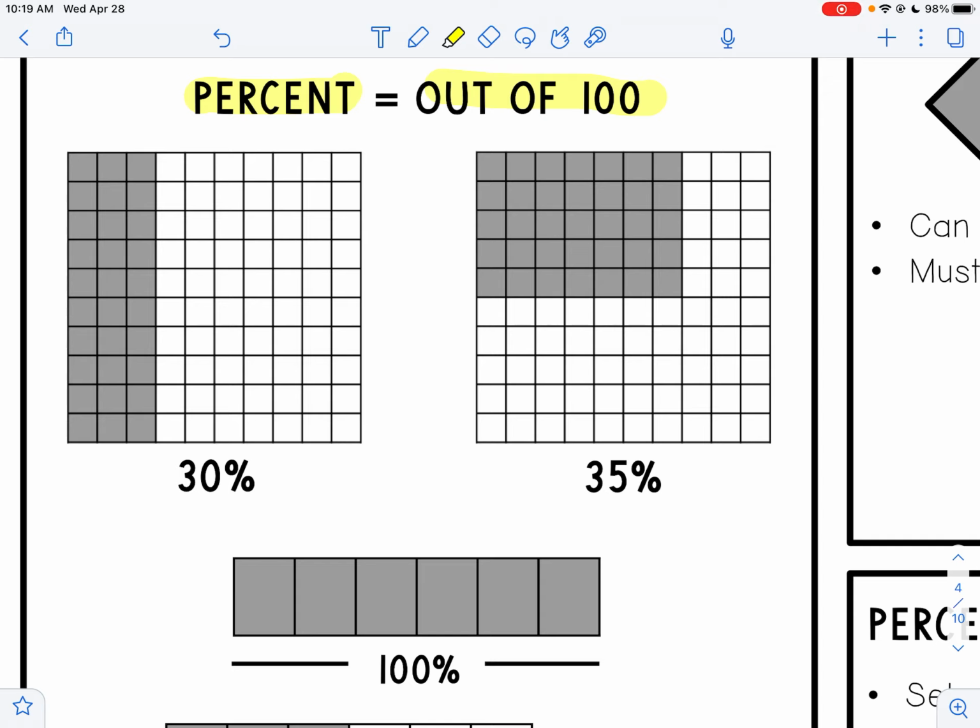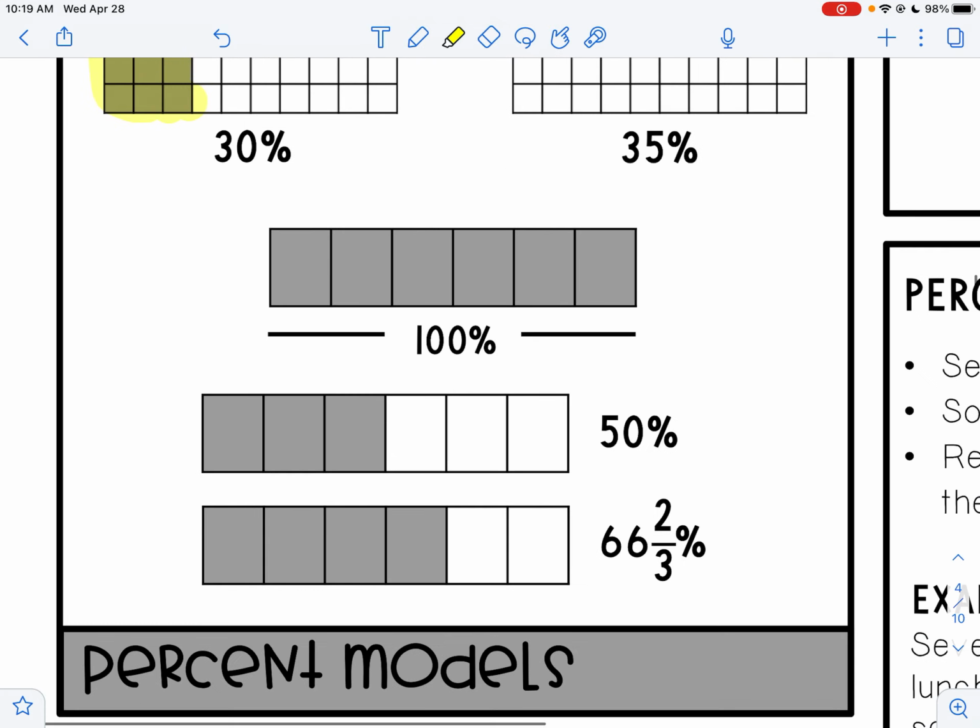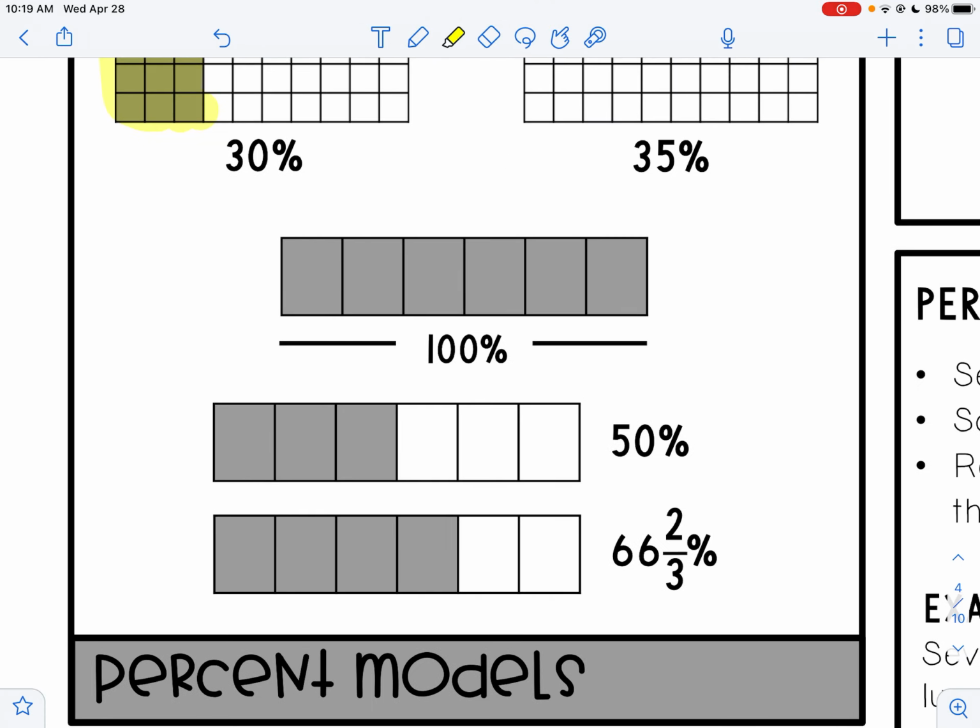The same thing on the next one. It says 35%, which I know that percent just means out of 100. Therefore, there are 35 little squares colored. The next one is a percent bar. Or again, it's another percent model, but it's kind of like in a bar shape. So I have 1, 2, 3, 4, 5, 6 squares, and they are all colored, which means that's representing 100%. Now the next one, out of 6, how many are colored? 3. So 3 out of 6, that is exactly half, which means 50%.